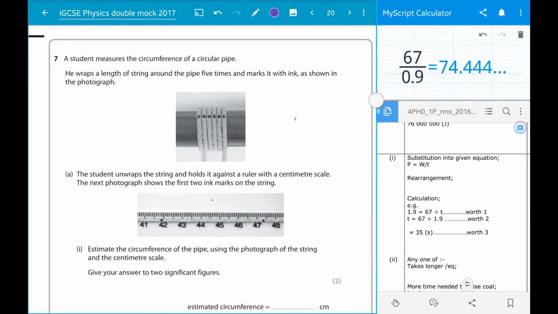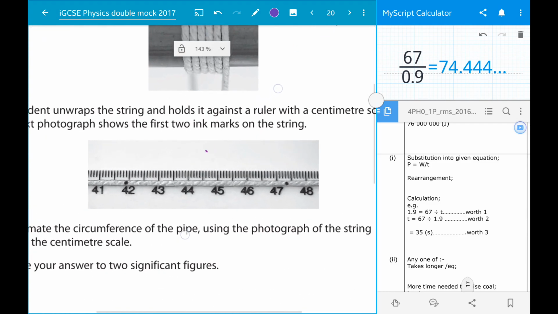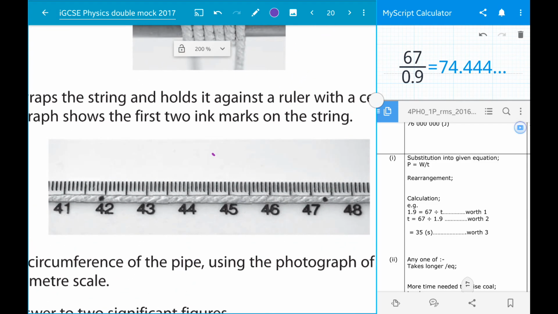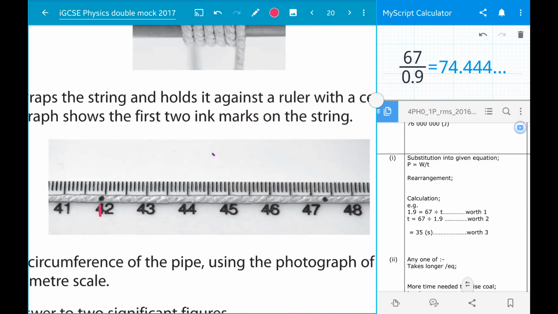So this whole question is about measuring the circumference of a circular pipe. They couldn't have picked anything more boring. The string is wrapped around the pipe 5 times, and it's marked with ink as shown in the photograph below. The student unwraps the string and holds it against a ruler with a centimetre scale, and the next photo shows the 2 ink markings on the string. I'm going to highlight them. There's one there, and here's the other one there.